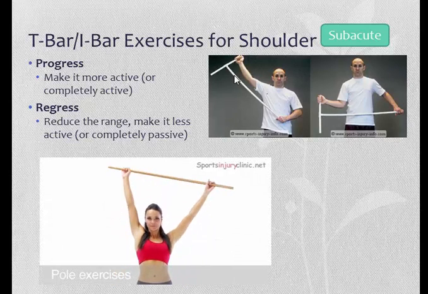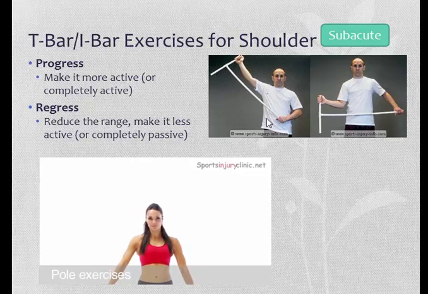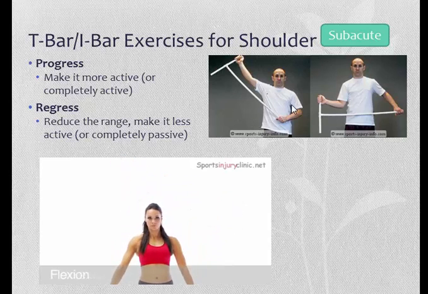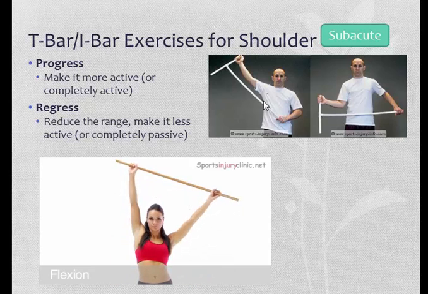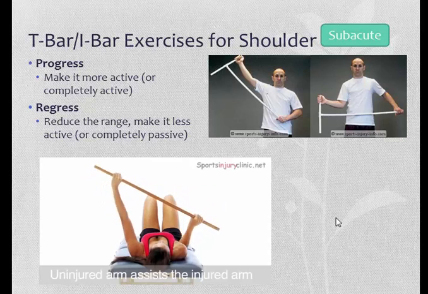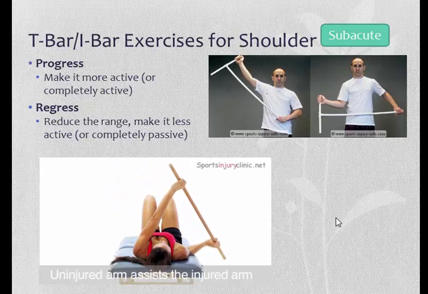Okay, so I can have him grab onto a T-bar or maybe an I-bar like this one. With this arm he's going to initiate the motion by himself, but he's going to use the other hand as well as the bar to push him a little bit further away. So this is again another example of active assisted range of motion, but this one he can actually achieve a little bit more range of motion than just doing a table slide.